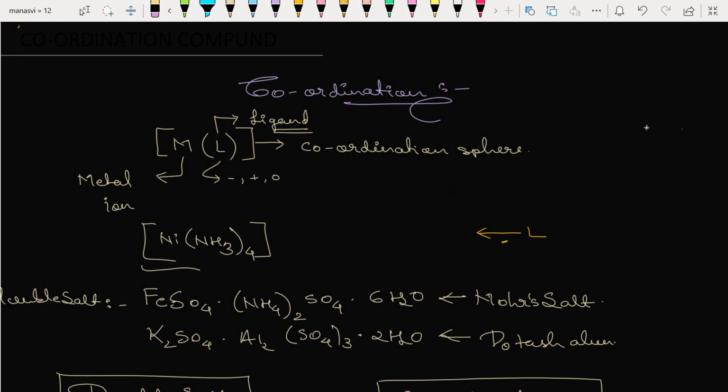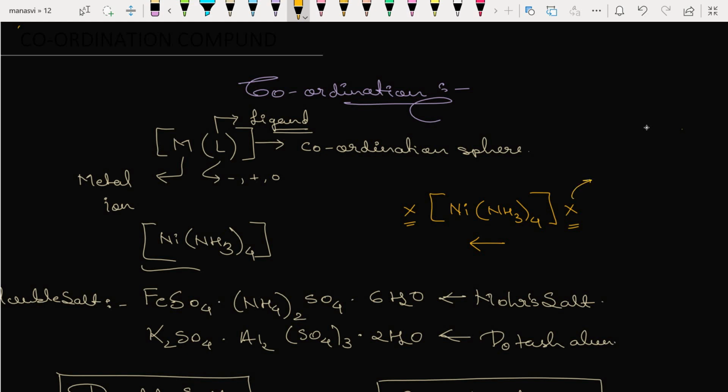So, in short, whatever we write inside the bracket is attached to the metal by a coordinate bond. The metal has an empty orbital and the ligand has a lone pair to donate into the empty orbital. Anything that is written outside the coordination sphere, outside the bracket, is not attached or linked to the metal by a coordinate bond.